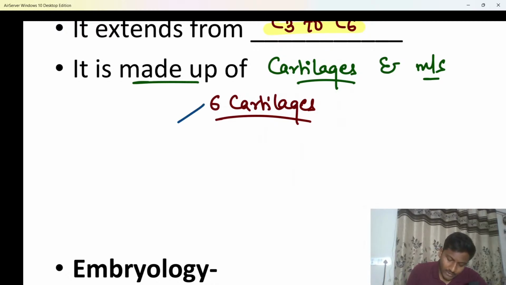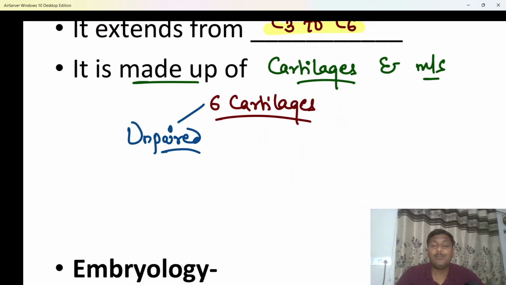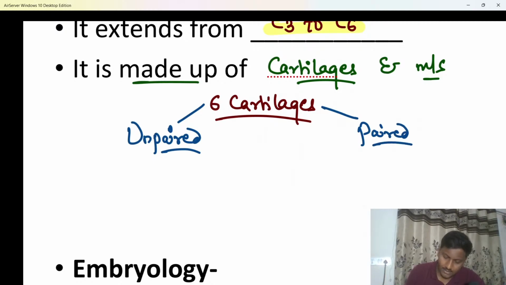Out of them, some are going to be unpaired cartilages. Unpaired का मतलब क्या? Single, अकेला, right? So definitely some of them are going to be unpaired cartilages, beta, and some of them are going to be paired cartilages. Paired मतलब जोड़ी जोड़ी में, right?